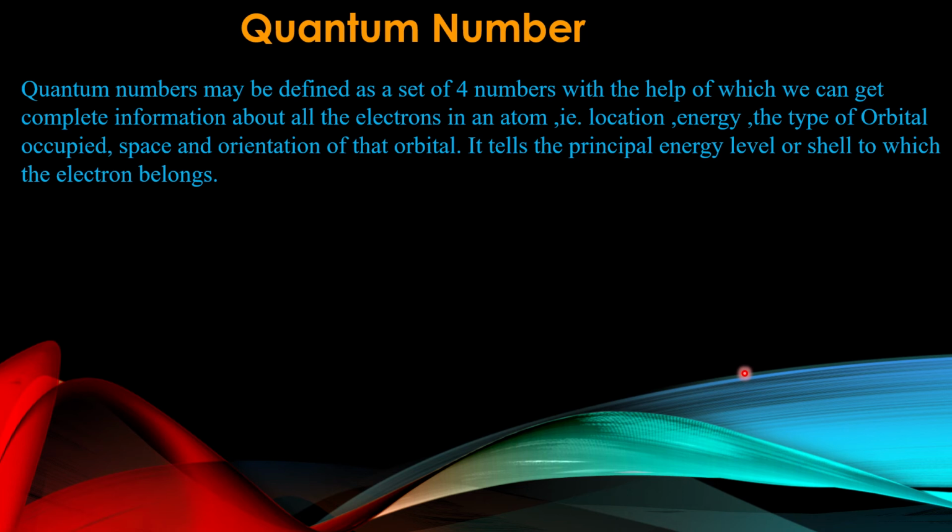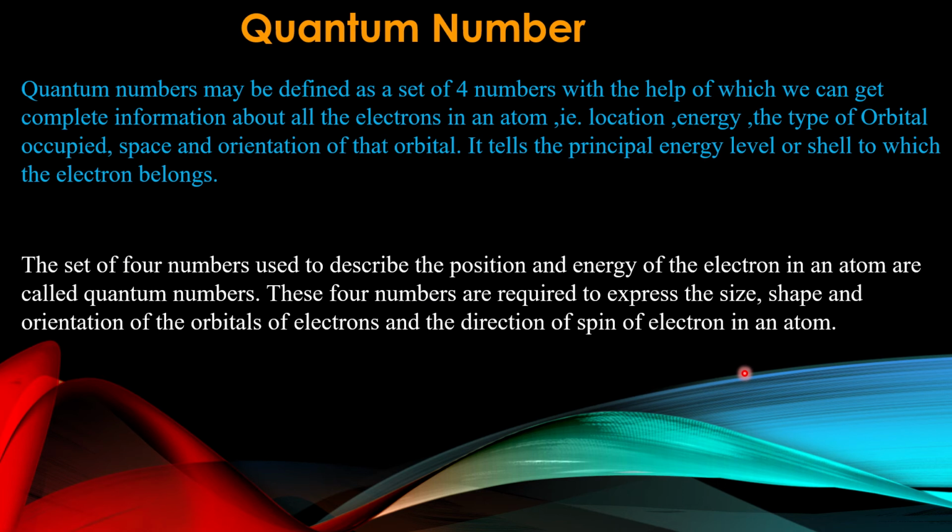Complete information means location of electron, energy of electron, the type of orbital occupied by the electron, space and orientation of the orbital, etc. It tells the principal energy level or shell to which the electron belongs. That means after finding out the four numbers, that means all the quantum numbers, you can tell everything about an electron: the energy of the electron and also the position, location, type of orbital occupied, orientation and also spin of the electron.